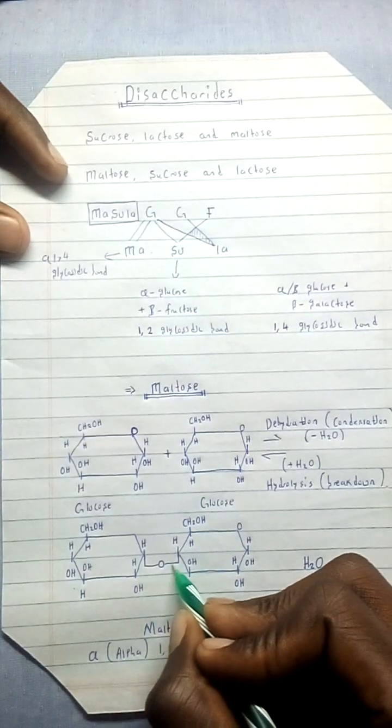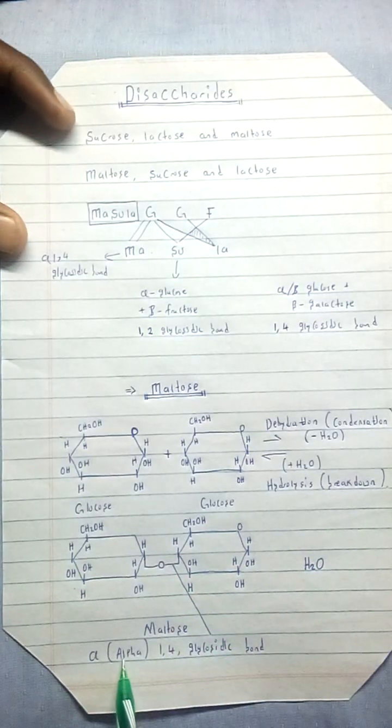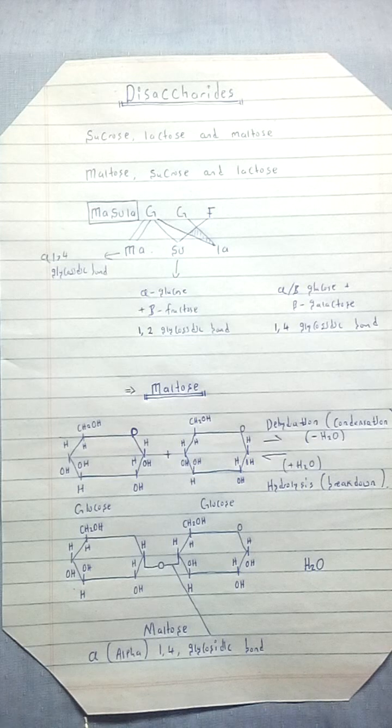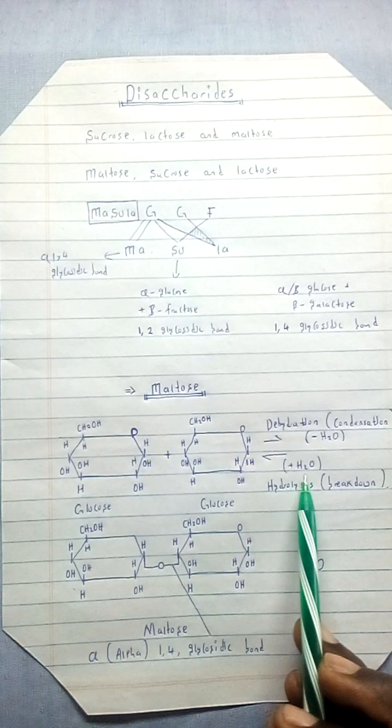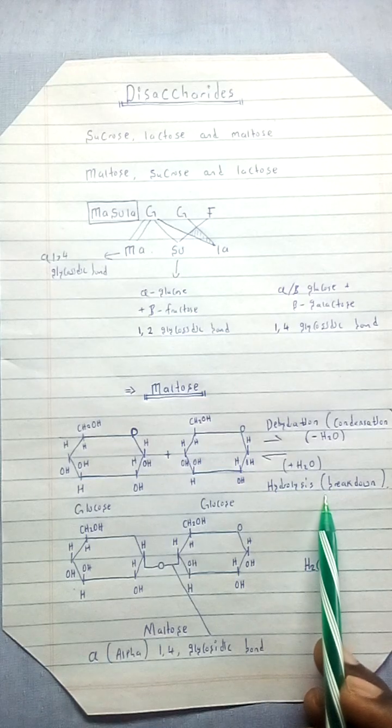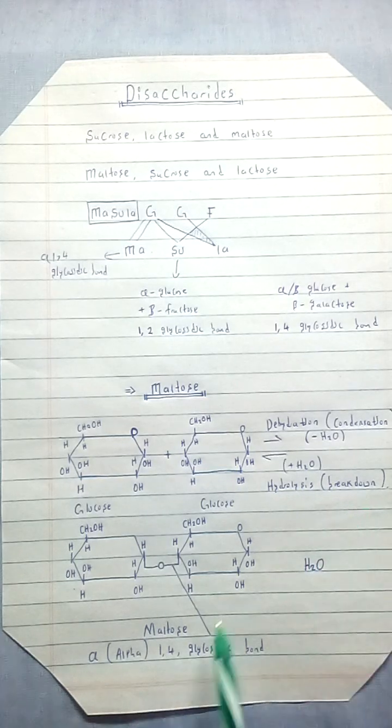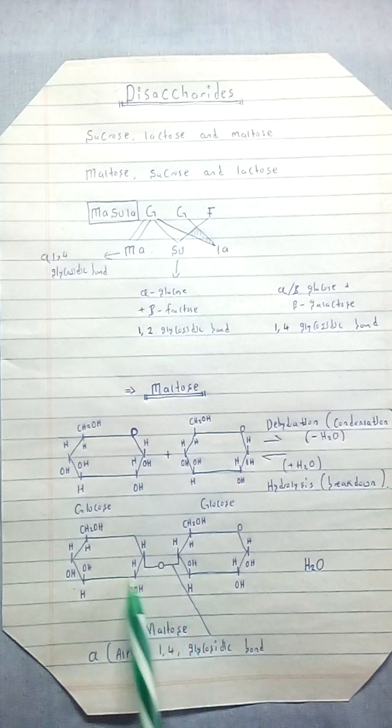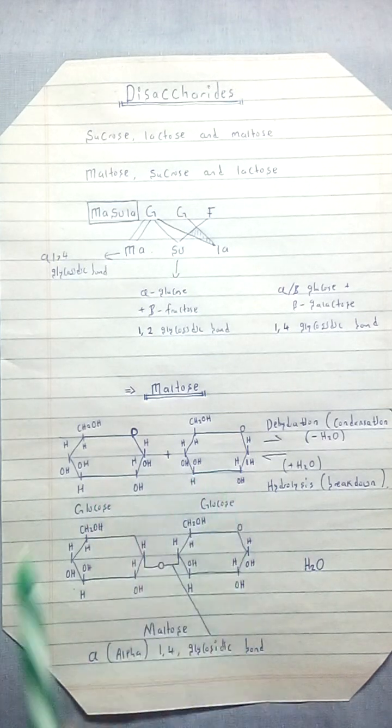And this is what we call an alpha. Why alpha? Because it is from alpha glucose. Both are alpha glucose, so it will be called the alpha 1 to 4. Why 1 to 4? Because it is formed between carbon 1 and carbon 4. So it will be alpha 1,4 glycosidic bond. This is a reversible reaction. When you add water to it, under a process called hydrolysis, which is simply the breakdown, maltose will go back to its single glucose units.